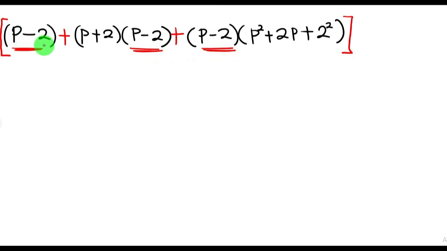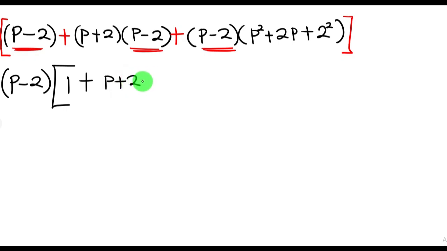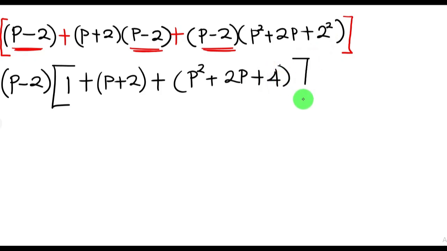Now if I factorize out this common stuff, p minus 2, what am I going to have and how is it going to look like? I am having p minus 2, then I have my square brackets. What is left here is going to be 1, then plus what is left around here is just p plus 2. That is what I have there. Then at this side, what do I have left? After this is gone, I have the whole stuff of this left, that is p squared plus 2p, then plus 2 squared is 4 definitely, so I have 4 here. Then I'm going to close my square brackets.